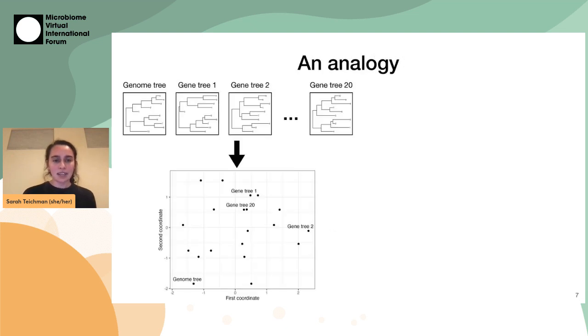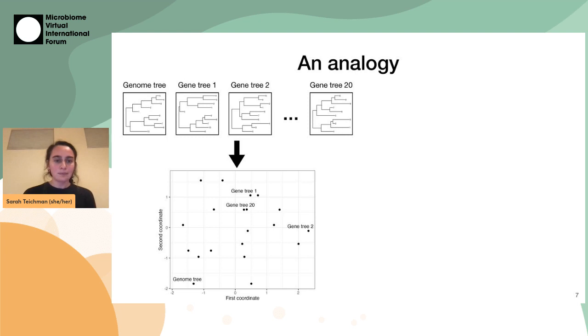And I want to quickly give an analogy. So let's say I have one genome tree and I have 20 gene trees. My goal is to come up with a 2-dimensional visualization where I can have points that represent each of my trees, and that give me information about their phylogenies as a whole, and I can look for patterns.